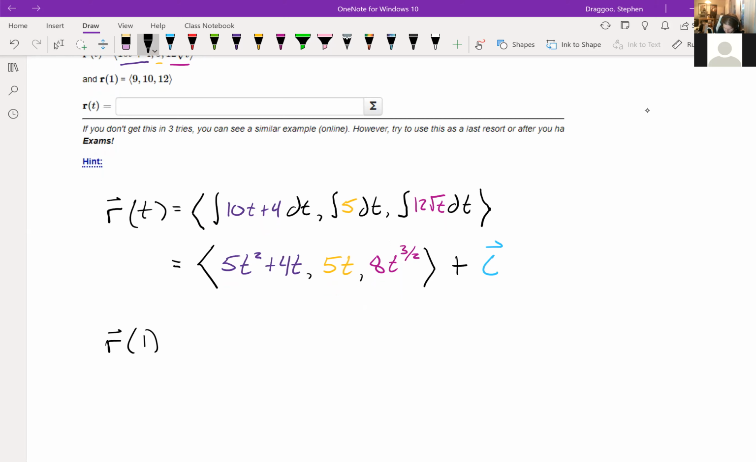So R of 1, which we know to be the vector 9, 10, 12, has got to be equal to whatever we get when we plug in 1 for t, which should be 5 plus 4, 5, and 8, plus that C vector, which I'm going to actually write out explicitly now, C1, C2, C3.